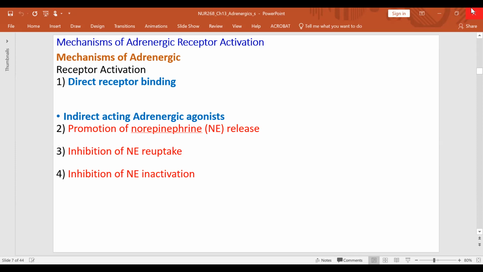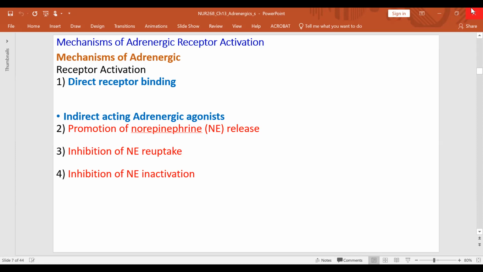Receptor activation is either direct receptor binding, where the drug is going to bind directly to the receptor. All drugs in this chapter will be of this type, which is a peripheral effect. It will mimic the actions of natural neurotransmitters. So the drugs or medications will provide exactly identical activation effect or mechanism as norepinephrine, epinephrine, or dopamine. They are medications that are synthetically produced to directly activate the receptor by binding to the receptor.